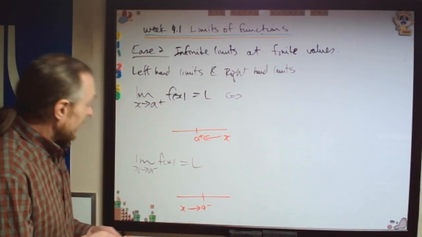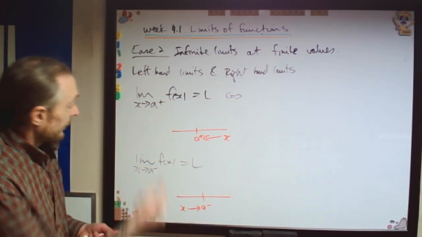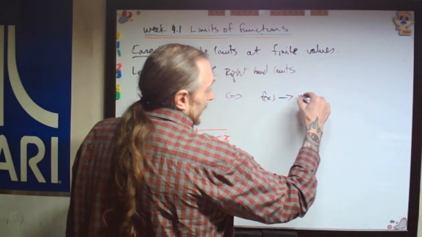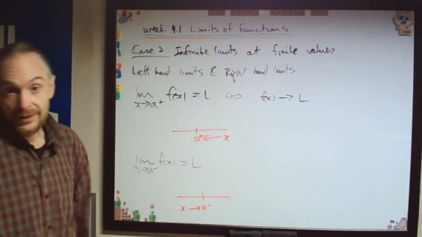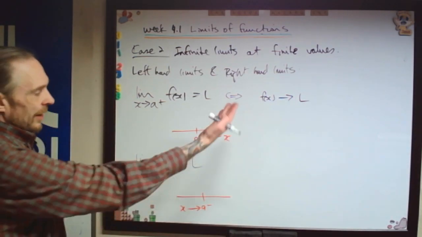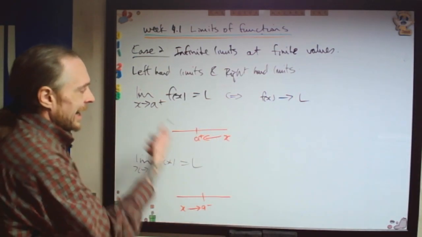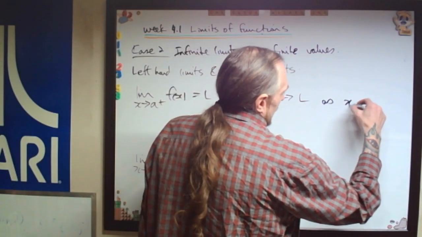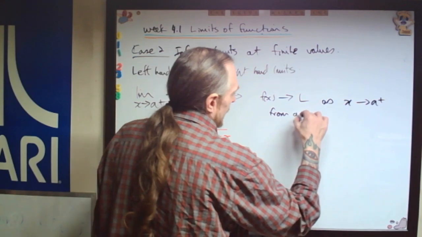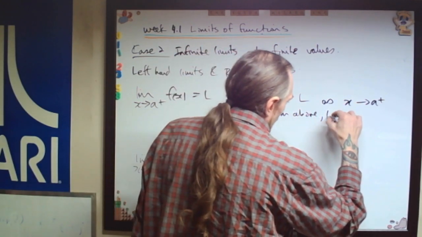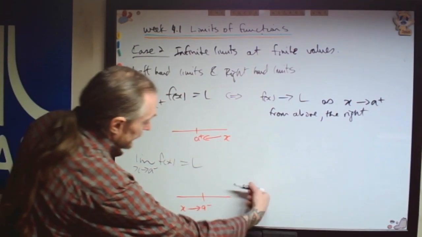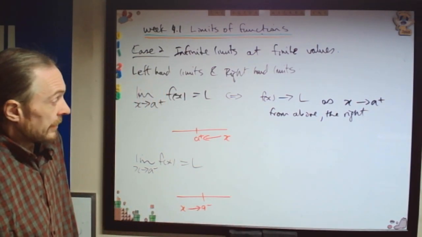What does this mean? This means if and only if f of x gets arbitrarily close to L. I'll even write it in our lazy symbol, but our function doesn't touch it, but it tends towards L arbitrarily close as x gets arbitrarily close to a from above, or the right. That's why we call it the right-hand limit, or above the value.